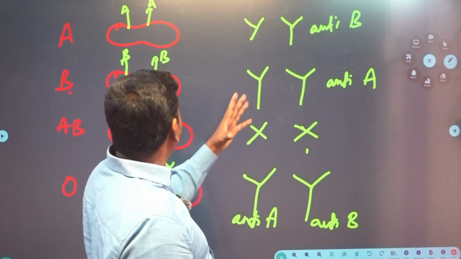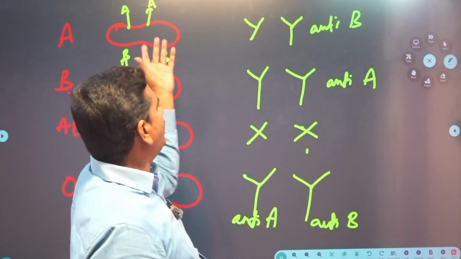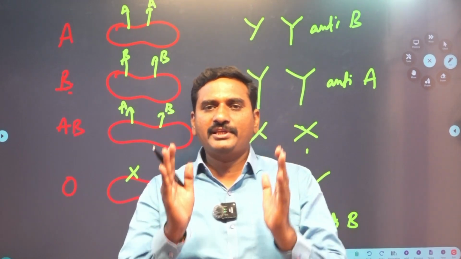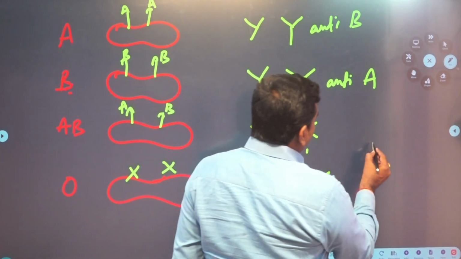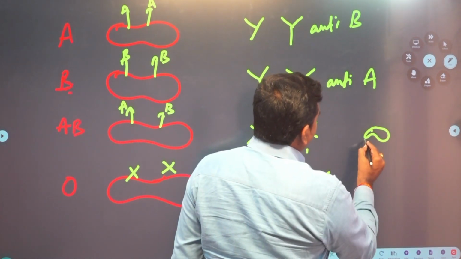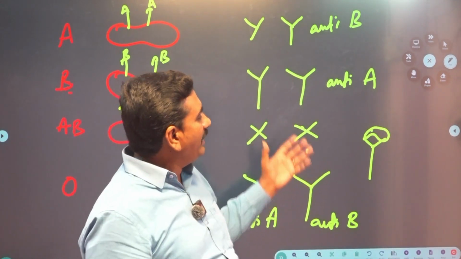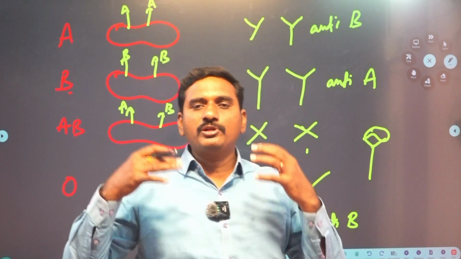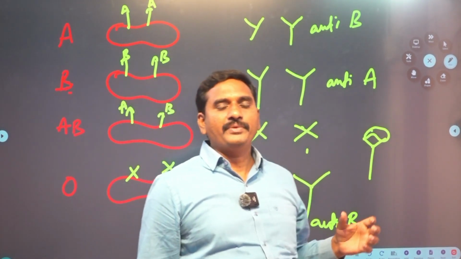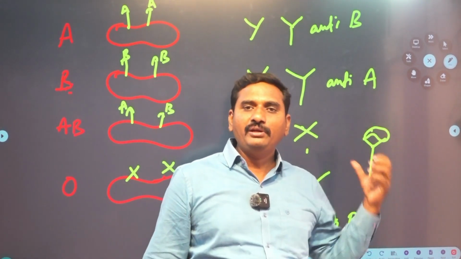So this is the antigens and antibodies. Based on the antigen and antibodies, there is always a fight between antigen and antibody. If the antigen enters the body, immediately the antibodies are released from the plasma. A clump or agglutination is formed. As a result of this, the recipient will die.